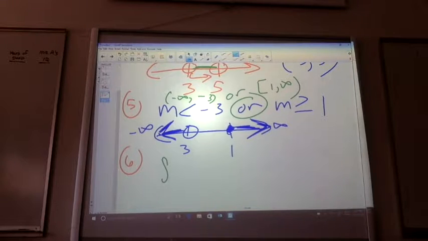So S is at least negative 2 or less than negative 6. Okay, again, we're looking to make sure you have 4 in there.